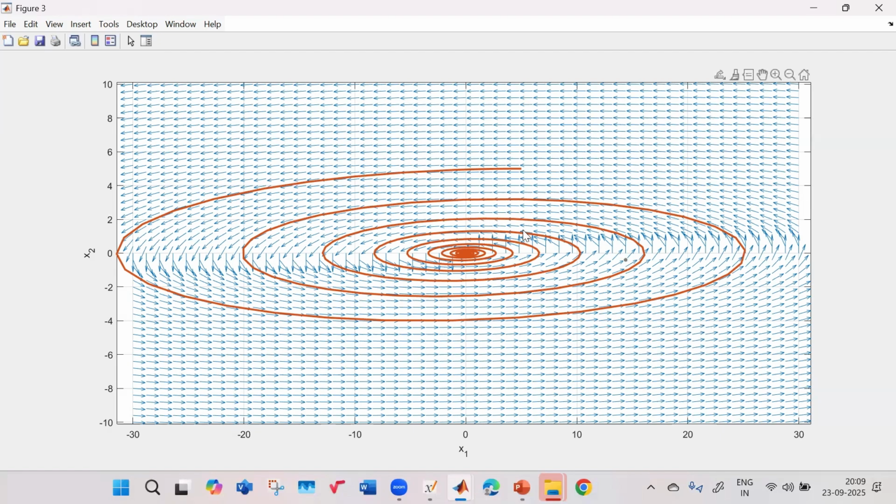So that's how it behaves. That's how it would behave, and it will converge slowly, slowly, slowly. It will converge. Finally, it will settle. It will finally settle to the origin, because here we are not considering any input. That's why it is finally settling there. Okay.